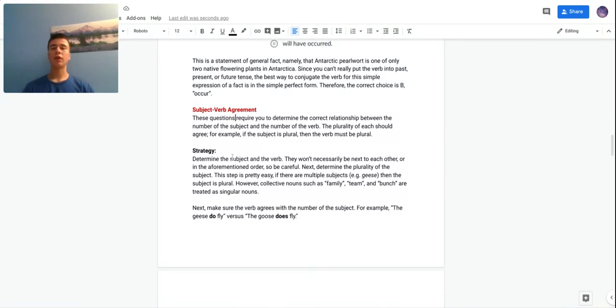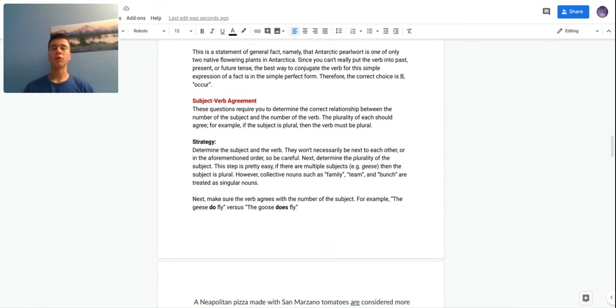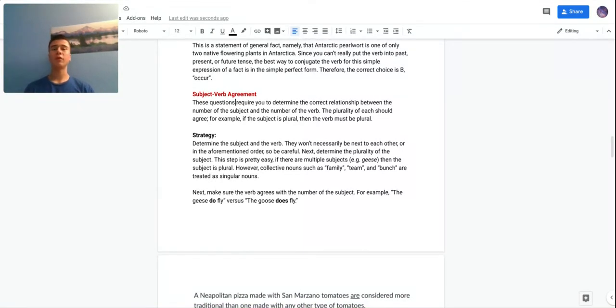So pretty much the strategy is to, first of all, identify the subject and the verb. They won't necessarily be next to each other, and it won't always be the subject and then the verb. It might be verb first, so you have to be pretty careful. You should read through the sentence, just look at all the clues to figure out what the subject is. So next, you determine the number of the subject, whether it's plural or singular. So here's an example. If it's geese, then the subject's plural. If it's goose, then it's just singular.